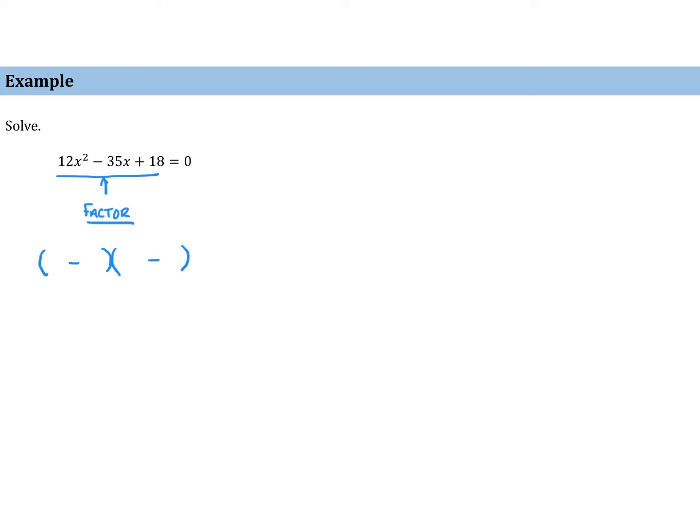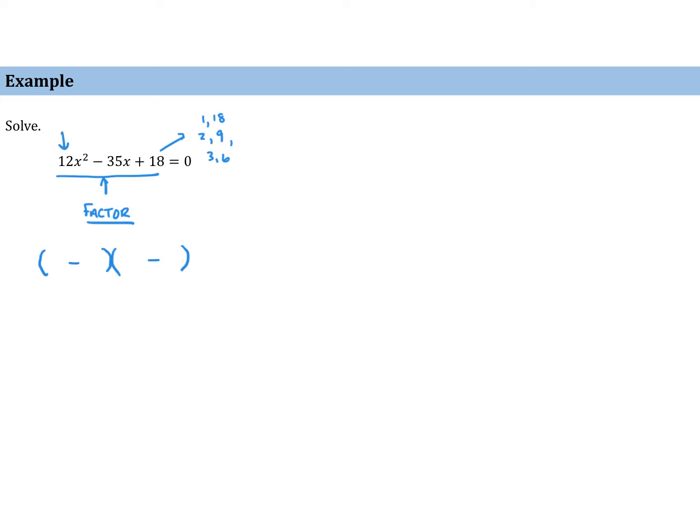So they'll both be negative. Now, 18 can be factored into 1 and 18, 2 and 9, or 3 and 6. Now, which one of those pairs is it? Well, we have no guarantees in this. So it's a matter of trial and error.